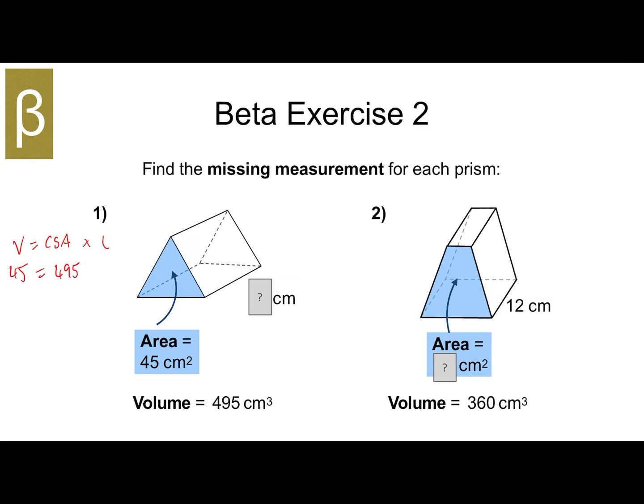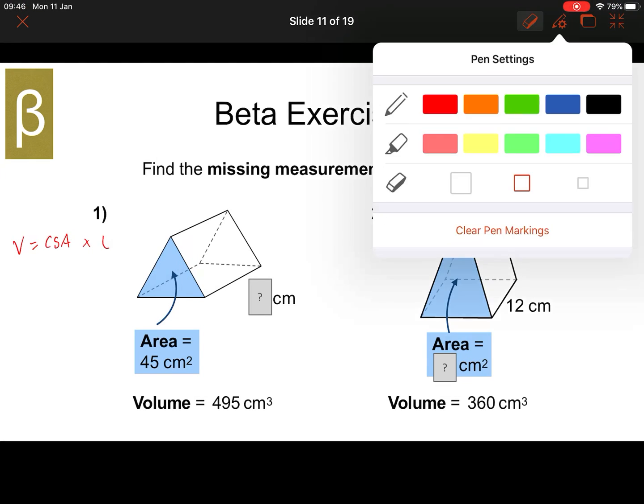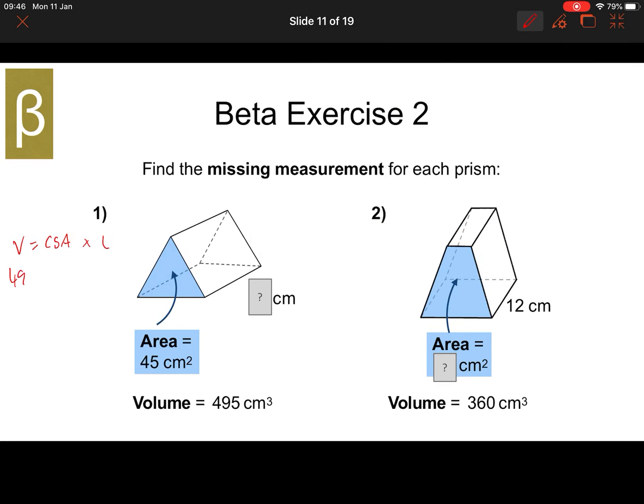You know that the volume is... sorry, that's wrong, let me get rid of that. Sorry, the volume is 495. The cross-sectional area is 45. So what is the length? Let's call the length x. All I need to do is divide both sides by 45. And so x is equal to 11. So this must be 11 centimeters long.